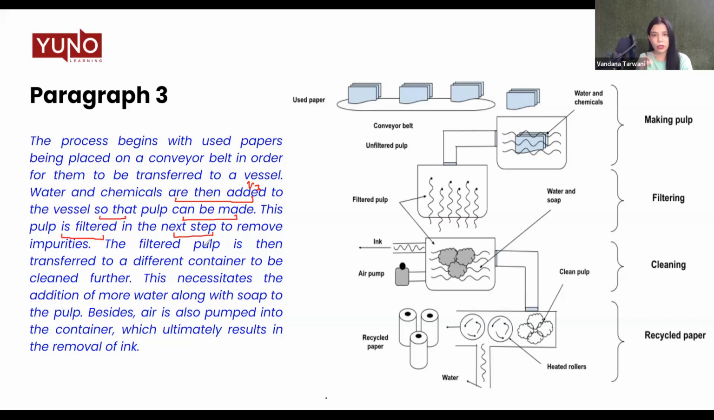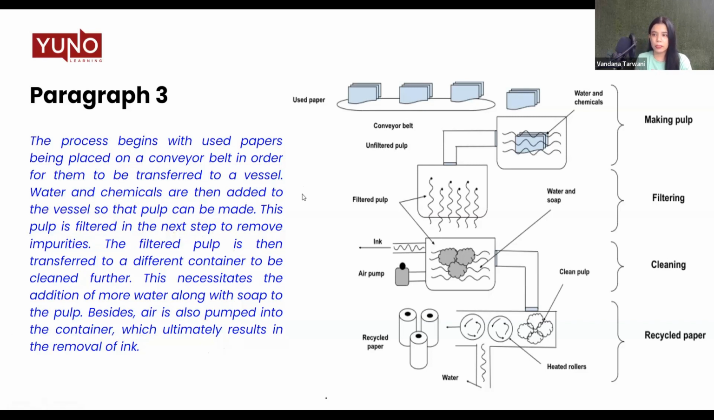Next step is taking you towards the next step. The filtered pulp is then transferred. Again, is plus transferred, is plus V3. This necessitates the addition of more water along with soap to the pulp. Besides, air is also pumped. Again, is plus pumped into the container, which ultimately results in the removal of ink. So it's very important to understand the grammar that is being used in this kind of process, along with the linkers that we are using to keep our ideas connected.